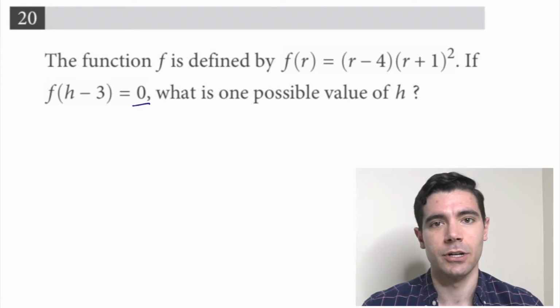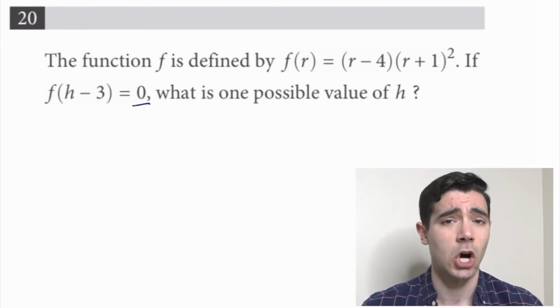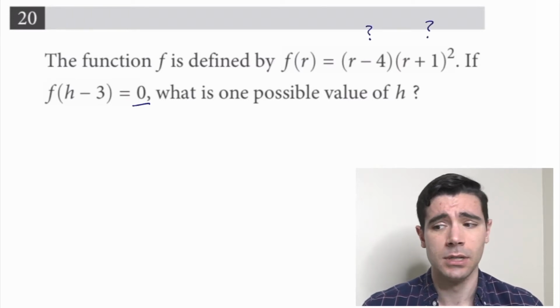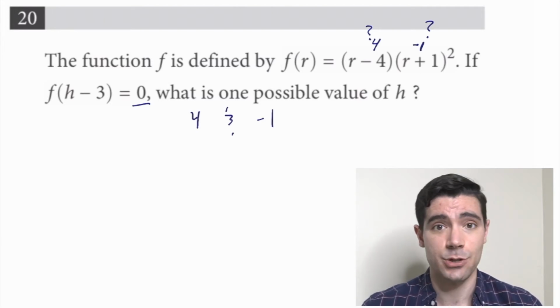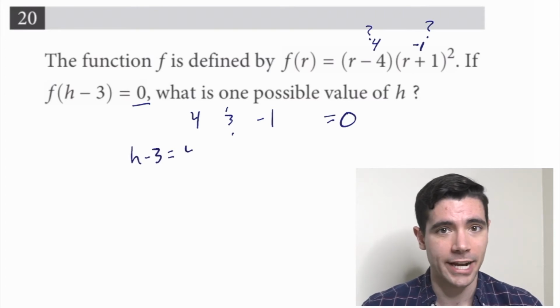So I could go to the original function and ask myself, alright, what are the values of r that would make the function equal 0? Seems like for this one it would be 4, and for the next binomial, negative 1. So 4 and negative 1 are the two inputs that make the function equal to 0. Now the new input is h minus 3. Okay, so that means that h minus 3 either needs to equal 4 or negative 1.